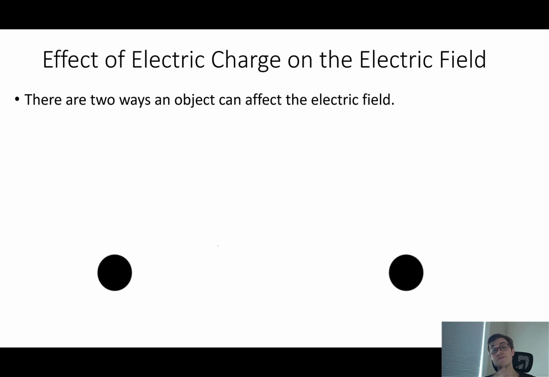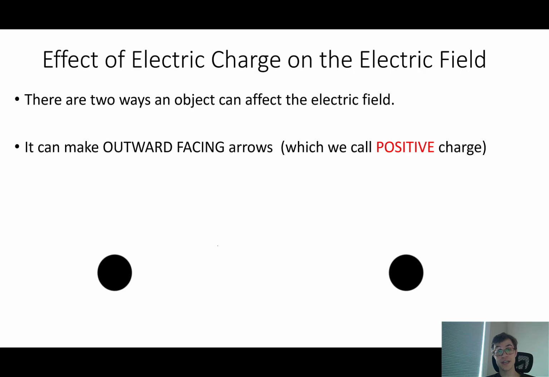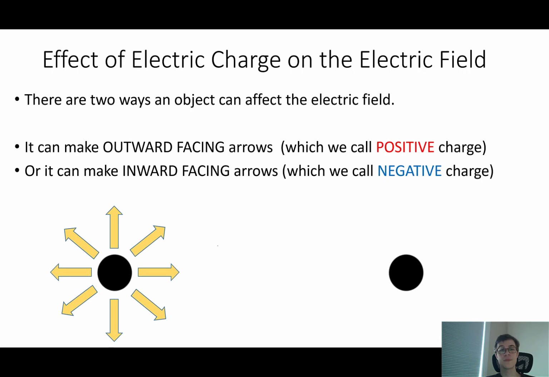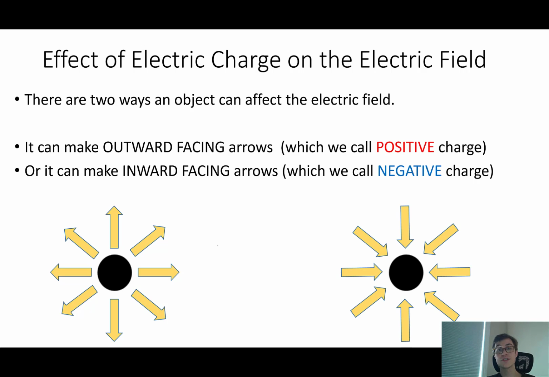So there are two different ways that a real physical object can affect the electric field. It can make outward-facing arrows around it, and we call this a positive charge. So positive charges create outward-facing field vectors, and it can also make inward-facing arrows. And if it makes inward-facing arrows, we call this negative charge. So if a physical object creates outward-pushing field vectors around it, we call it positive, and if it creates inward-pulling field vectors around it, we call it negative.